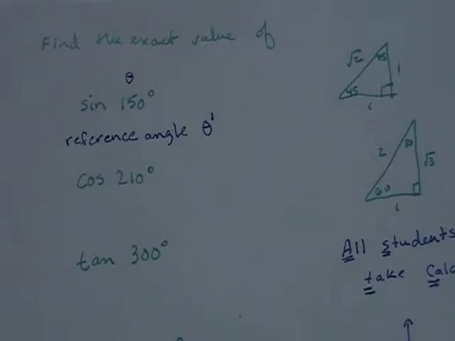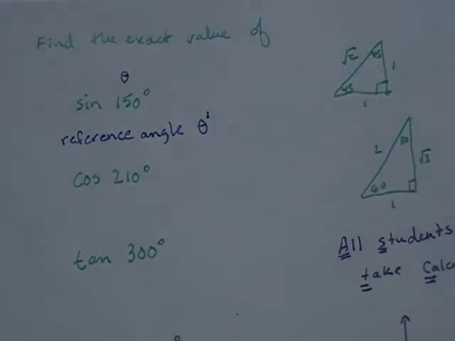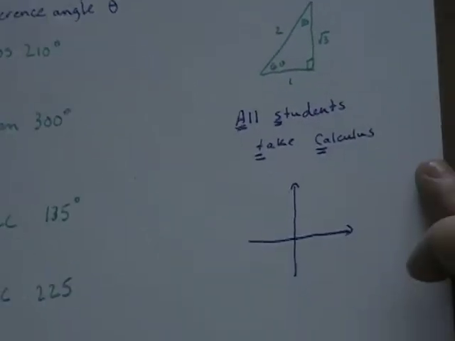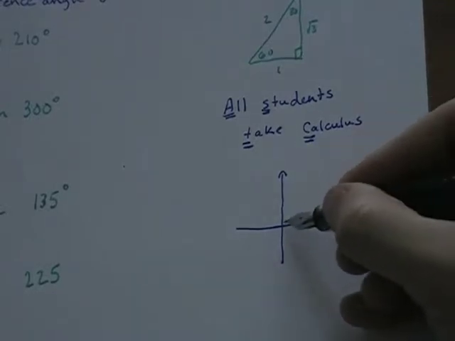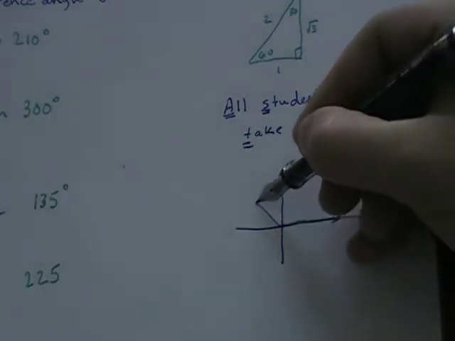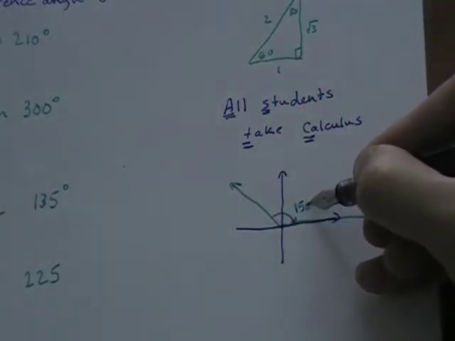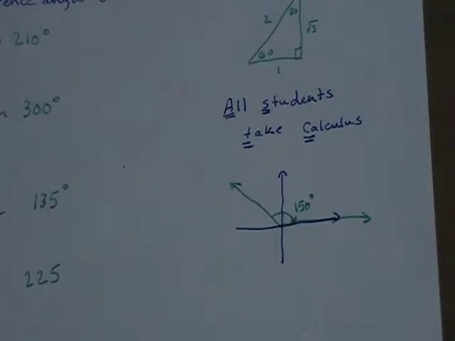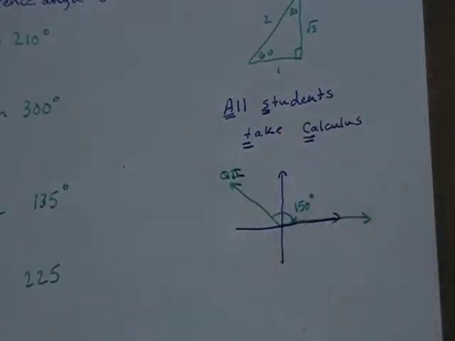And so what I want to talk about here for a second is I want to take this angle, 150 degrees. Now 150 degrees in standard position is going to have its initial leg here and its terminal leg here. And it's going to be, ta-da, 150 degrees, okay? And the terminal leg is in quadrant 2.